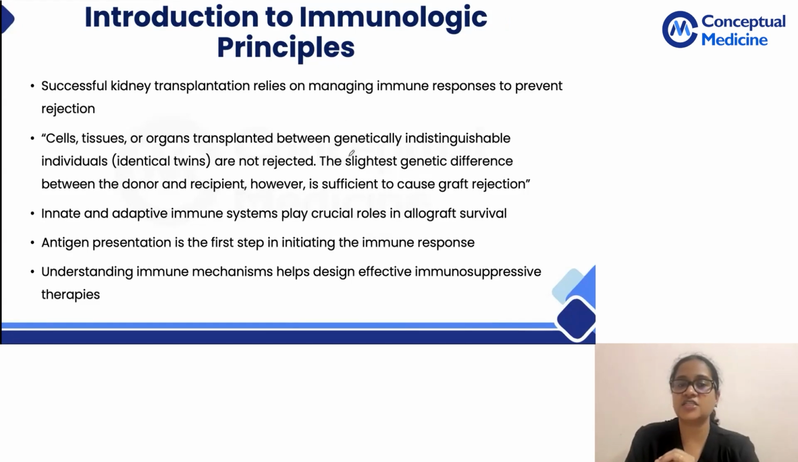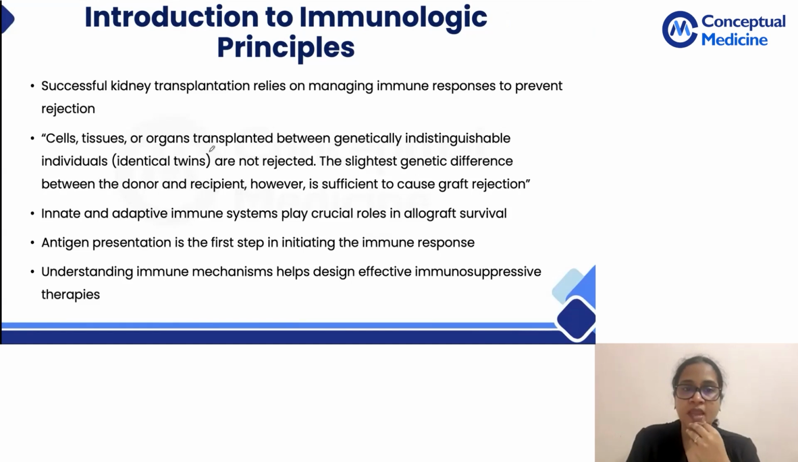The slightest genetic difference between the donor and recipient is enough. So even if your parent is going to give you the kidney, your mother or your father will be at least a 50% match, right? So you can share even more genes, like your mother and father can share genes themselves, and you can have more than 50% match between your mother and you, or your father and you. But still, there are a lot of non-matched genes. So even the slightest degree is enough to cause graft rejection.